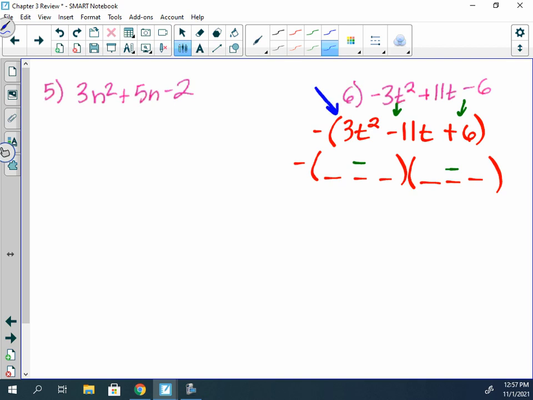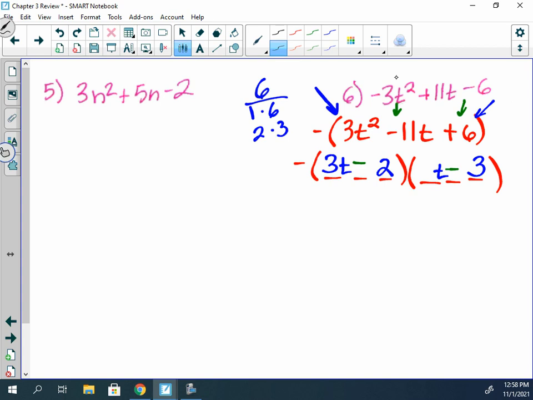After that, we need to find the factors of the first and third term. Well, we will have t and t, because that's the only factors of t squared. Now the factors of 3, well, just 3 and 1, because those are the only factors of 3. Now the factors of 6 are 1 and 6, or 2 and 3. Which one do we want to try first? We can do 2 and 3.